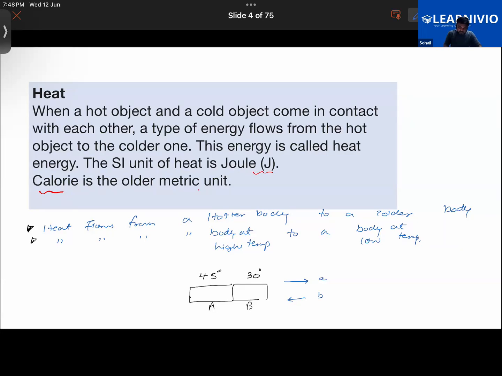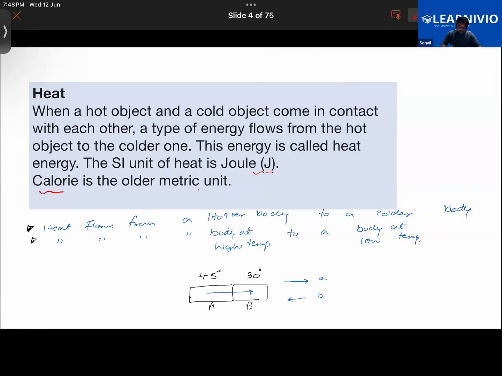The heat will flow from a hotter body towards the colder body, from A to B, isn't it? Fatima and Suleiman, is that thing clear? It will flow from a body having high temperature to a body having lesser temperature. Understood that thing now?